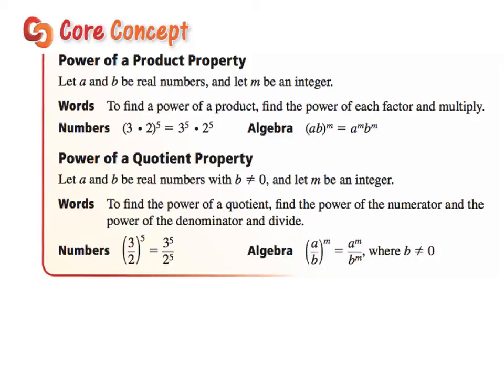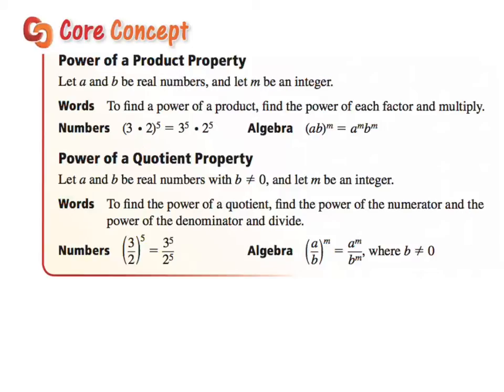All right, this is our last core concept. We're not done yet, though. The power of a product property. This says that if I want to find the power of a product, that means you're taking the power of two things multiplied together or more. Find the power of each factor and multiply them.